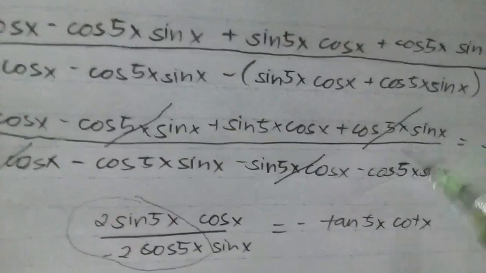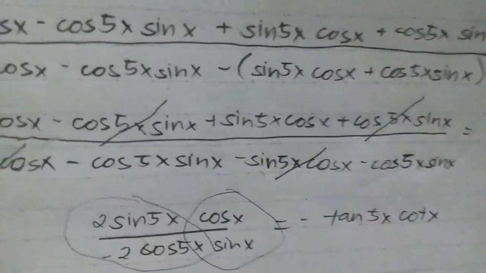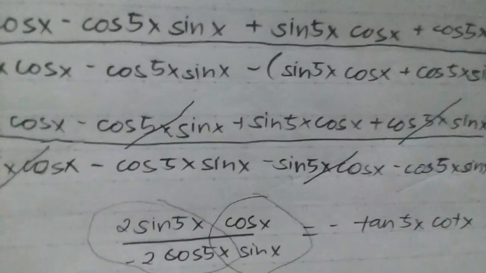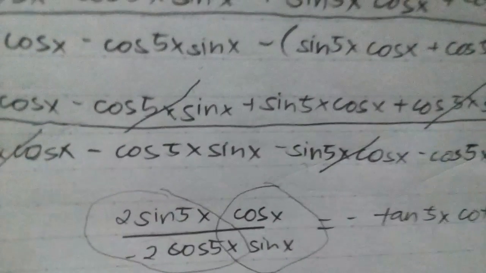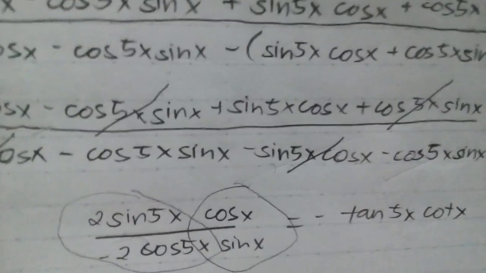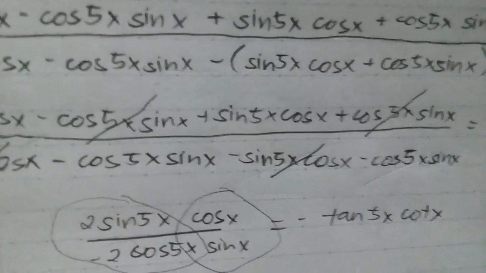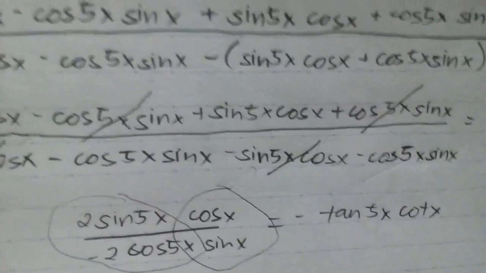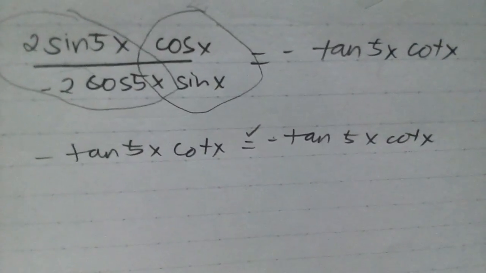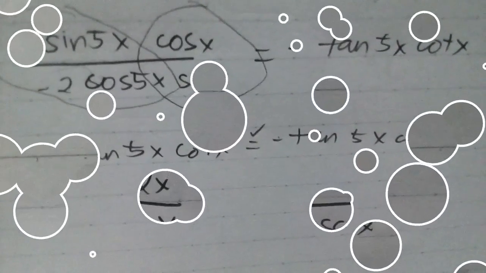So then the remaining cosine x and sine x. After grouping, we'll have the quotient identities. Sine 5x over cosine 5x is equal to negative tangent 5x. So we prove that it is equal to negative tangent 5x. The next is the cosine x over sine x. Cosine x over sine x is equal to cotangent x. So we'll have negative tangent 5x cotangent x is equal to negative tangent 5x cotangent x.